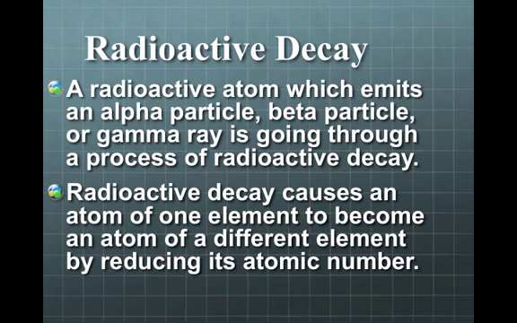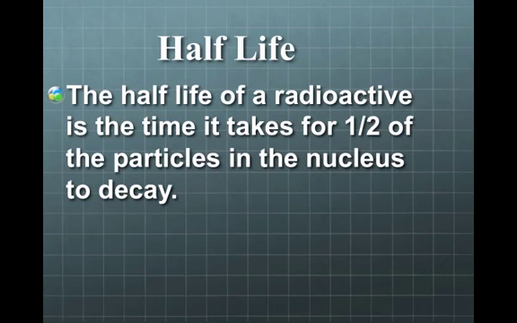Radioactive decay typically causes an atom of one element to become an atom of a different element by changing its atomic number, or going through transmutation, either losing protons or gaining protons or something such as that. So we are becoming more stable through radioactive decay.